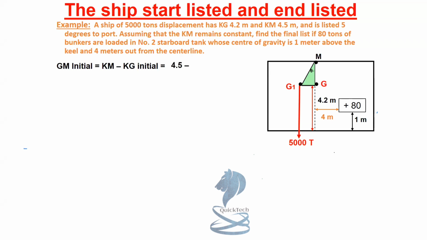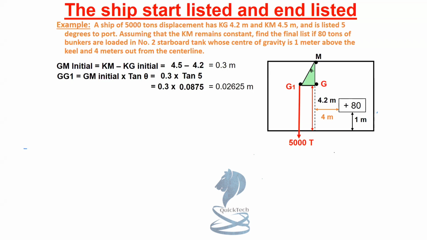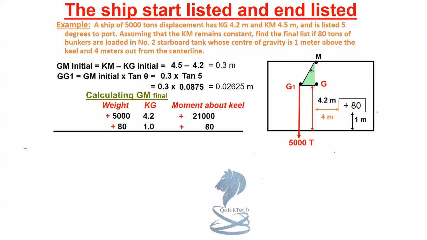So let's see now, GM initial is equal to KM minus KG initial, equal to 4.5 minus 4.2, is equal to 0.3 meters. Using the formula for list, tan theta is equal to GG1 by GM initial. As in the diagram, we can see GG1 is equal to GM initial into tan theta, that is 0.3 into tan 5, which comes to 0.02625 meters.